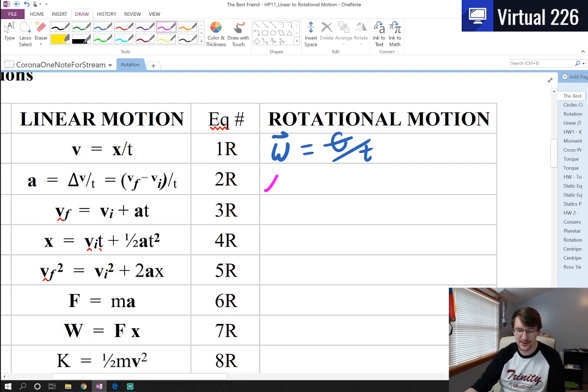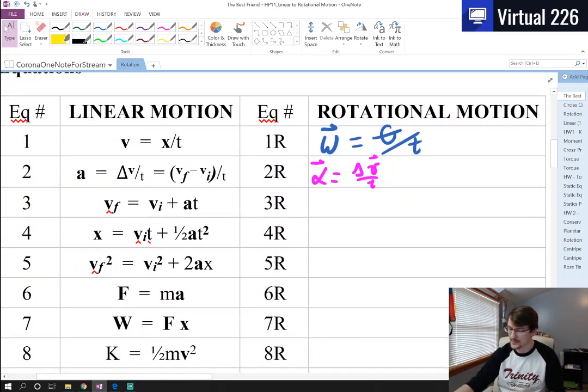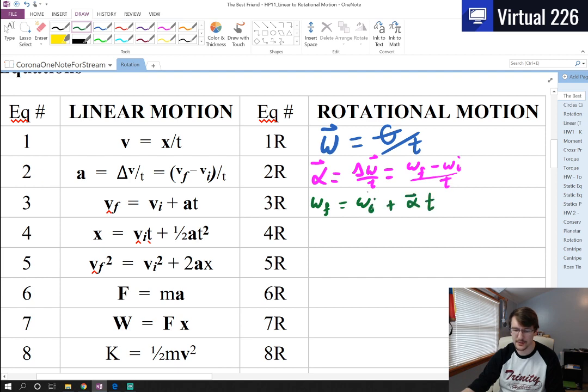An acceleration is now an alpha, and that's equal to a change in velocity divided by a time. And that means that we can say this is equal to, oops, I don't want a v there, I want an omega, excuse me. This is equal to a final angular velocity minus an initial angular velocity, all divided by a time. For equation 3, we have a final angular velocity is equal to an initial angular velocity plus the acceleration multiplied by a time. These are all vectors.